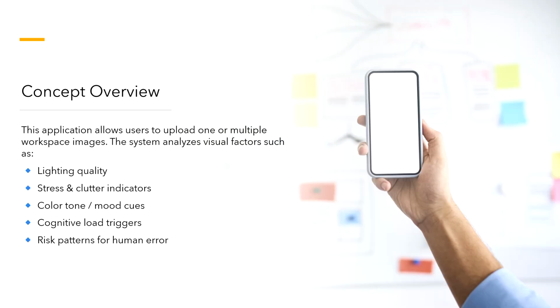Our concept uses Google AI Studio to extract basic visual cues from images. The system looks at lighting quality, stress or clutter indicators, color tone, and even subtle mood cues. These factors are combined into scores that simulate cognitive load and potential error risk. The idea isn't to build a full AI model. It's to demonstrate how even simple AI logic can support human factors engineering.